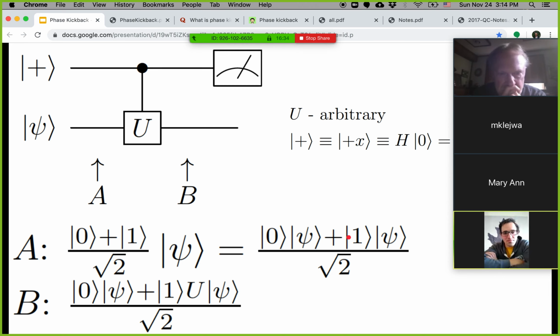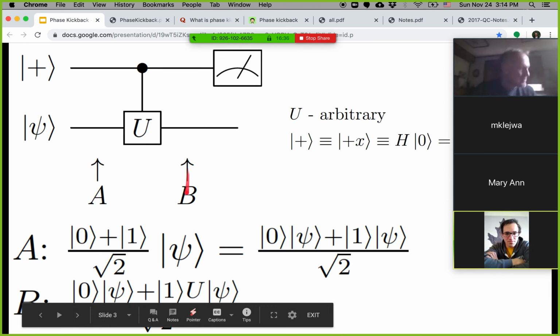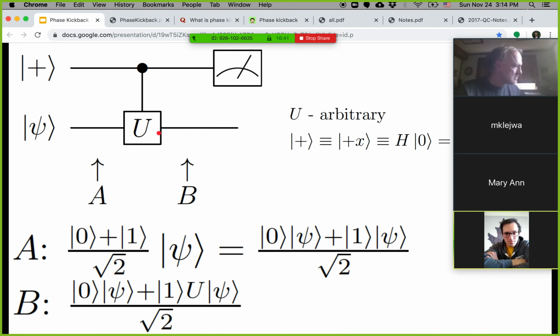Okay. So at point in time B, we apply this operator U conditionally when the first qubit is 1. The first qubit is called the control qubit, and the second qubit is called the target qubit. This terminology comes from controlled NOT in the classical case.